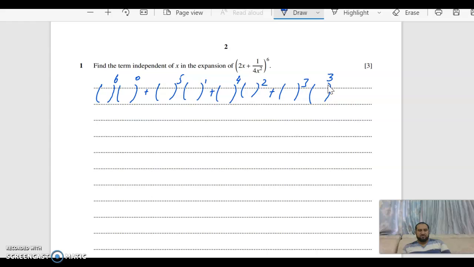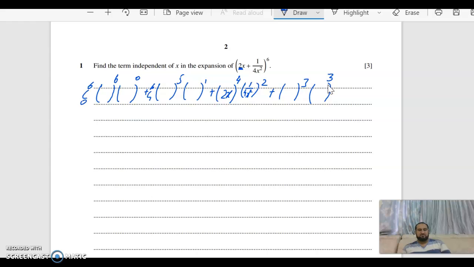Here this has 6 0, this will have 5 1, and this is 4 2. So if we have 4, 2x is the first term and the second term is 1 over 4x squared. Now x to the power 4 over x squared, to the power of 2, will give you x to the power of 4 again.